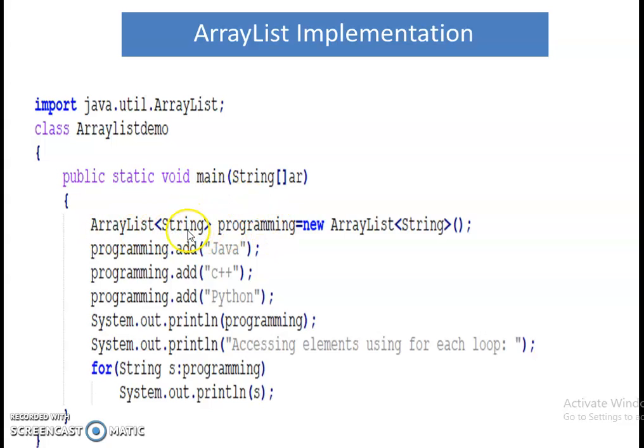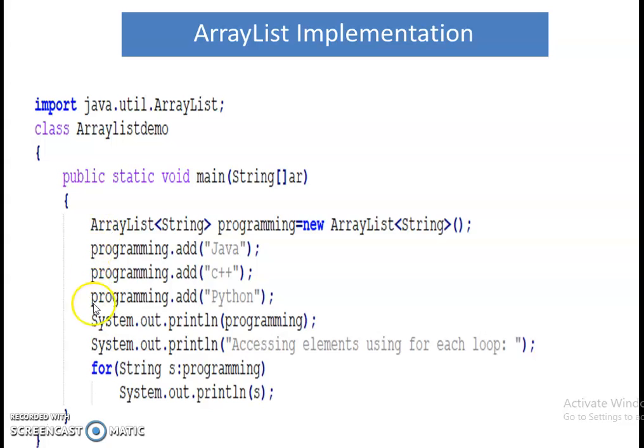Here we need to specify the type of elements we are going to store inside the ArrayList. This is the syntax. First of all, we need to write ArrayList. Then we need to specify the type of elements. Next, the ArrayList name. Here programming is the ArrayList name, and then new ArrayList and the type of elements, right? This is the statement to create an ArrayList.